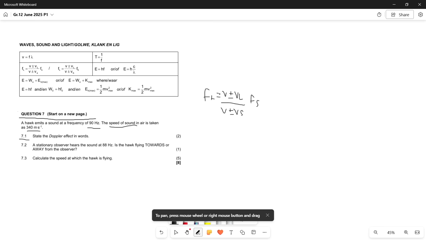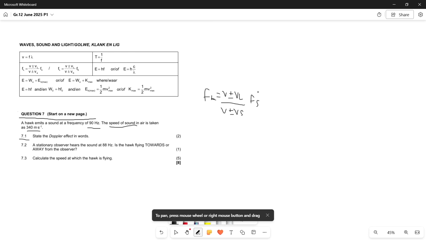So we have the formula here. We have the frequency of the listener. This equals the velocity of the medium plus or minus the velocity of the listener divided by the velocity of the medium plus or minus the velocity of the source. And this is all multiplied by the frequency of the source.